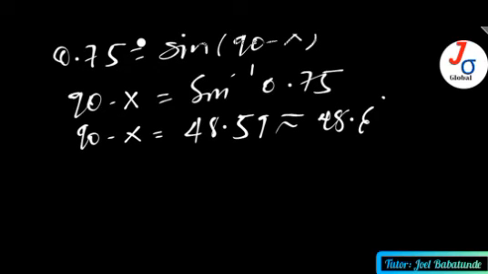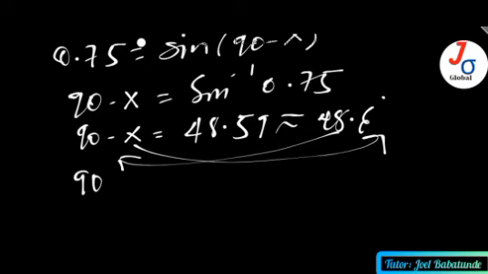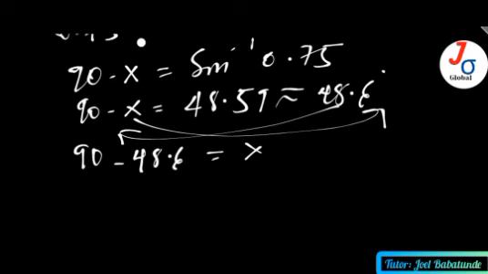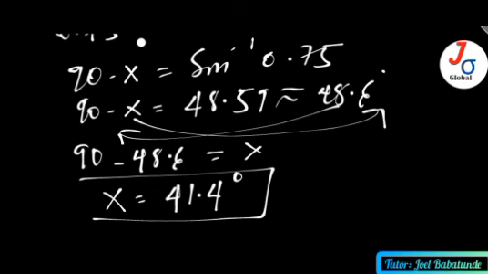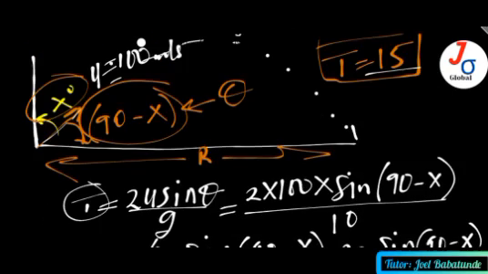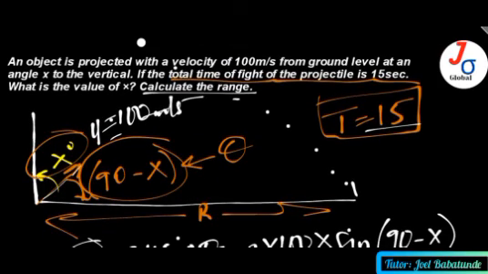So what's my x? I take the 90 to the other side and bring this to the other side, so it becomes 90 minus 48.6 equals x. What you get is x equals 41.4 degrees. This is how we've calculated the value of x. Our value of x is 41.4 degrees. And we also have to calculate for what again? For the range.